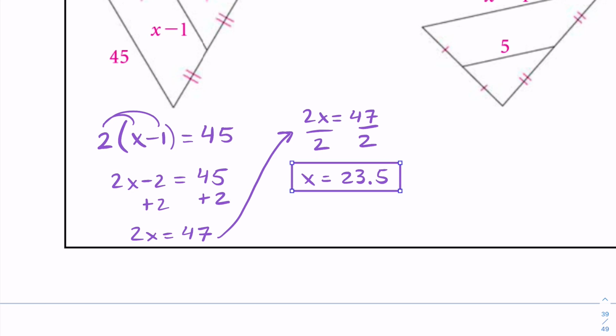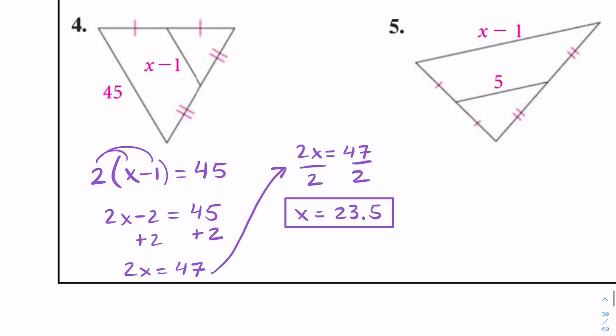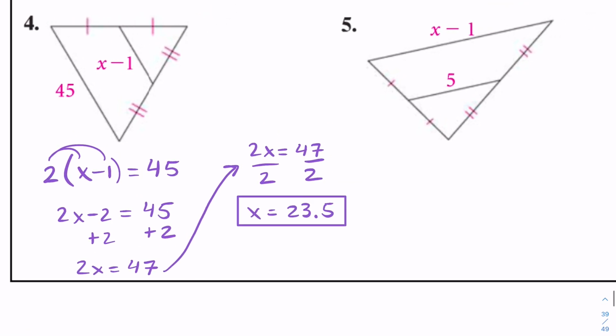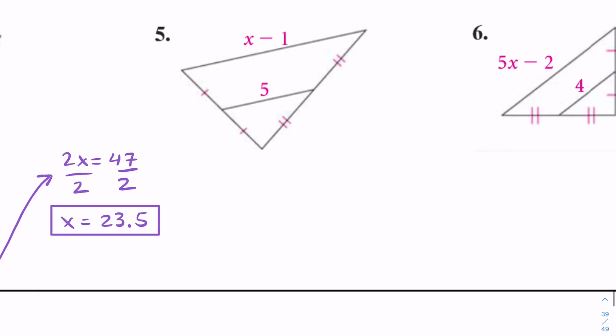See how this one ended in a decimal, so it wouldn't have been that nice. 23.5 take away 1 is 22.5. 22.5 is half of 45. But again, finding half of 45, and then you would have to add 1 to it, and it just gets more complicated. So that's why I say always double the inside, then set it equal to the outside.